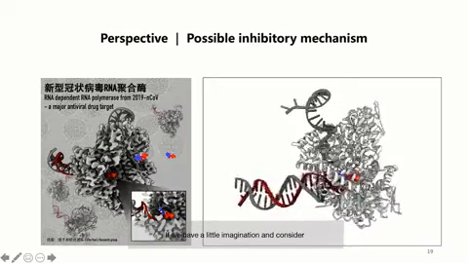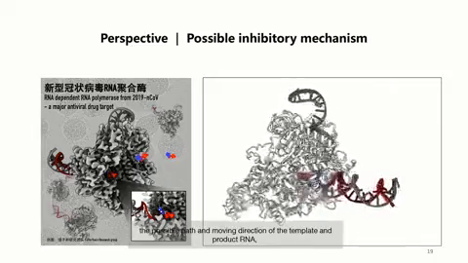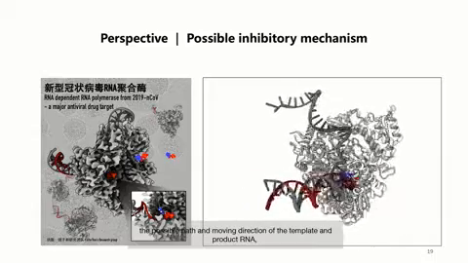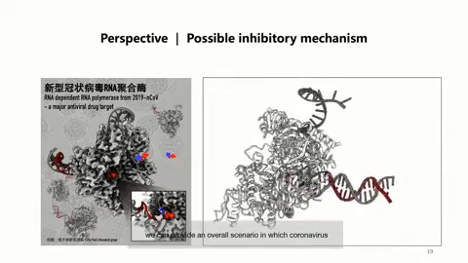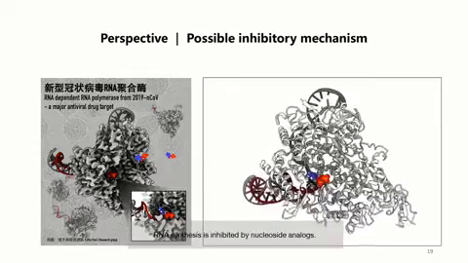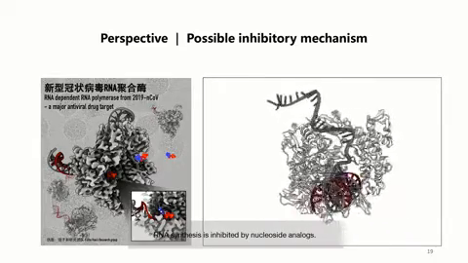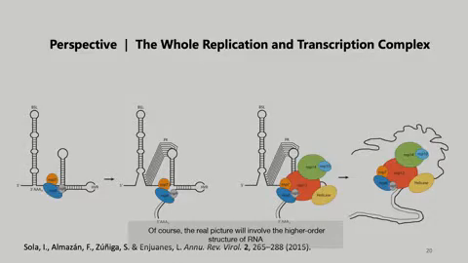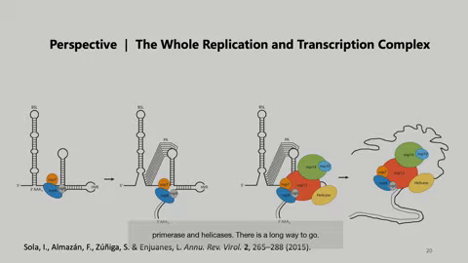If we have a little imagination and consider the possible paths and the moving direction of the template and the product RNA, we can provide an overall scenario in which coronavirus RNA synthesis is inhibited by nucleoside analogs. Of course, the real picture will involve the high-order structure of RNA and other members of the transcription replication complex, such as primase and helicase. There's a long way to go.